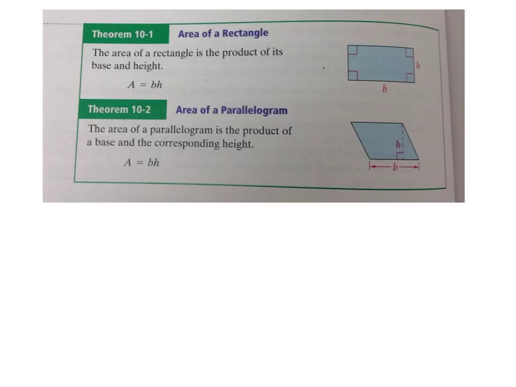is base times height. We might also even say area of a rectangle is length times width. I learned it as length and width. This book uses base and height. Hopefully, you know, those letters don't matter. It's just one dimension of the rectangle times the other dimension. Area of a parallelogram is also base times height. But it is key to remember that in your parallelogram, the base and the height must be perpendicular.